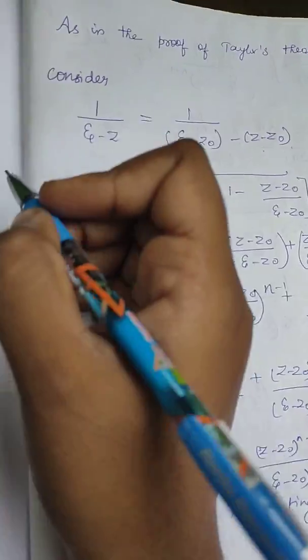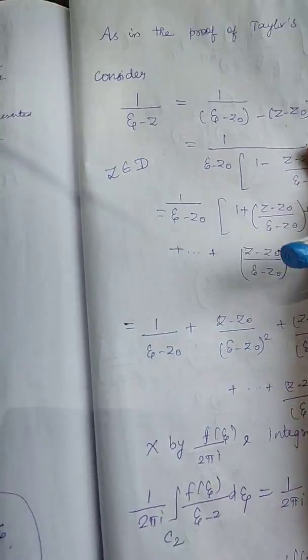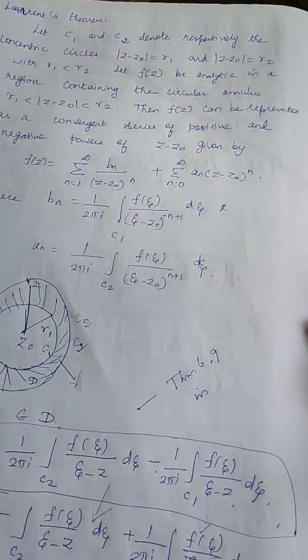So here, what do you know about z? z belongs to D, right? So if z belongs to D, then what do you know about z belonging to D?